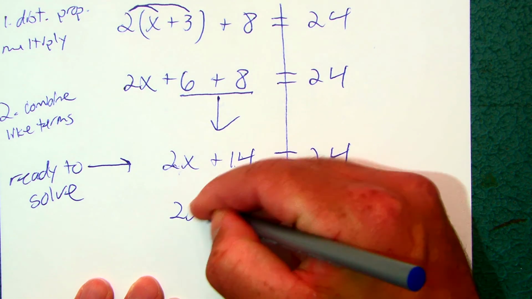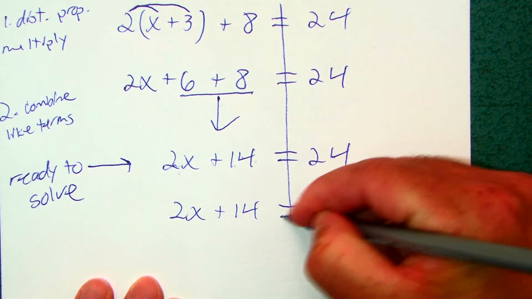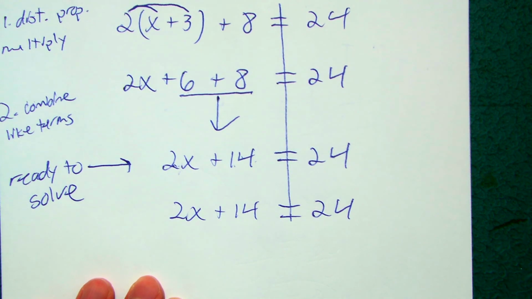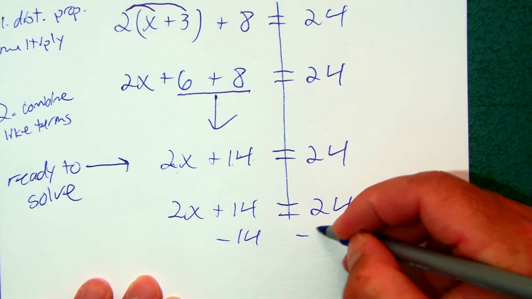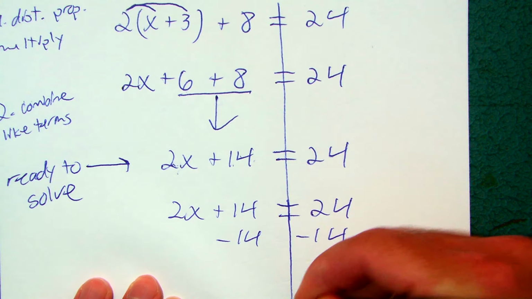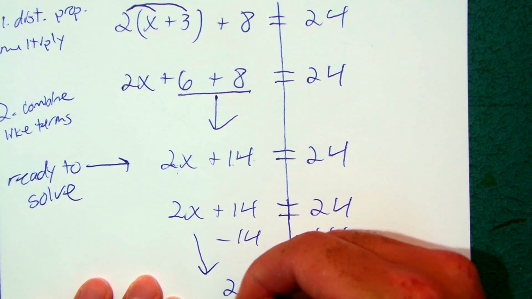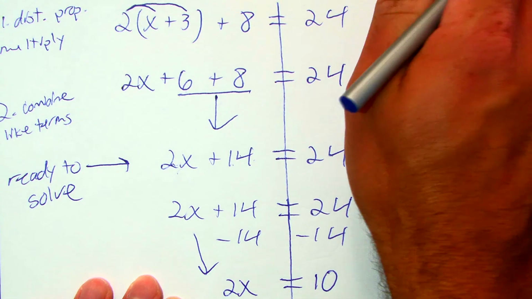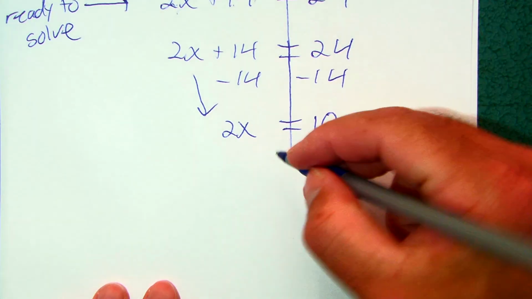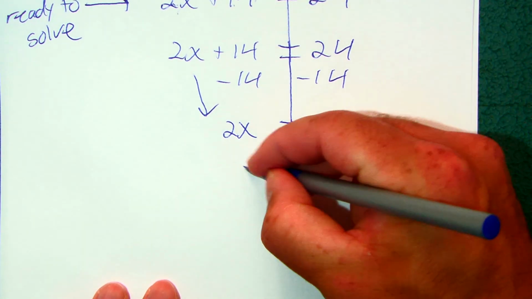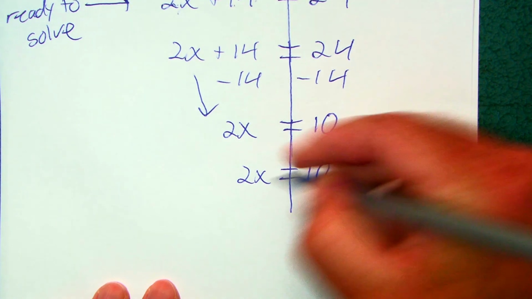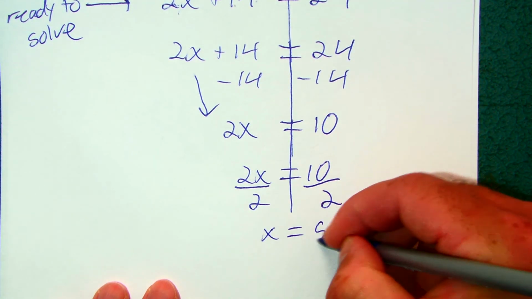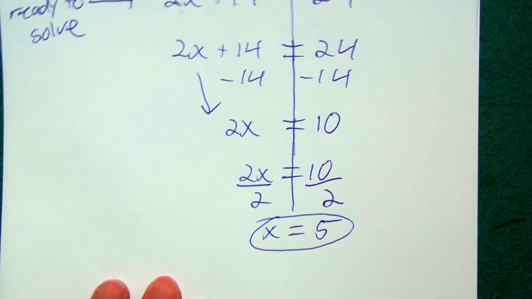So I'm just going to rewrite this before I start putting too much here. We're going to subtract 14 from both sides. So again, 2x, that's just dropping down. 24 minus 14 is 10. Last up, divide both sides by 2. We get x equals 5.